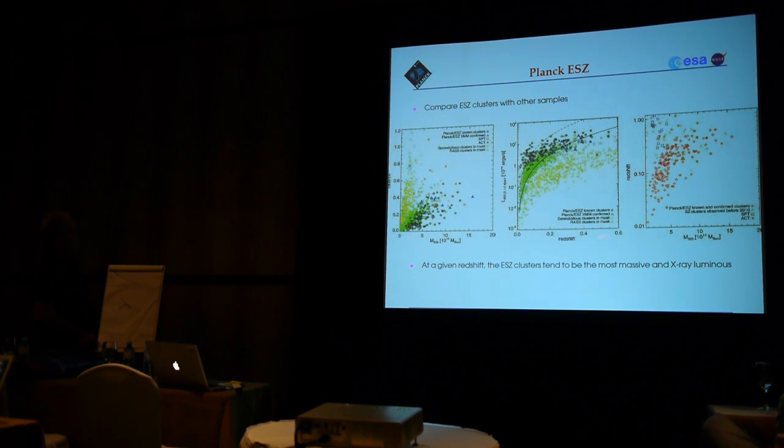If you look at the plot of redshift versus X-ray luminosity, you see that these Planck clusters sit typically on the high edge of luminosity for the redshift range they are in, compared to, say, ROSAT clusters or the others.